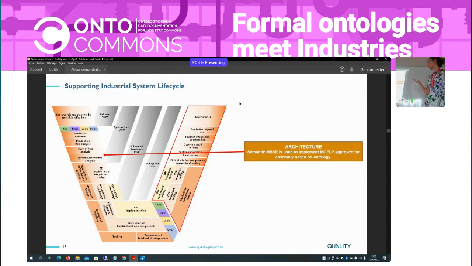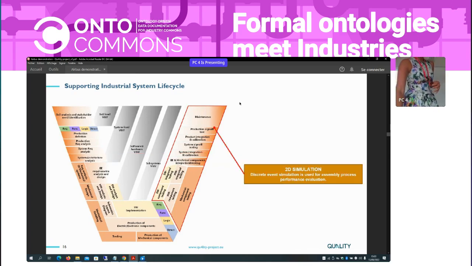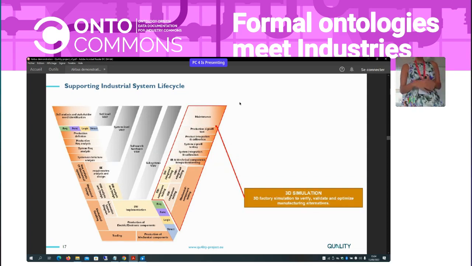So build architecture model. Use semantic MBSE to implement an MBSE method that is called, in Airbus, MOFLT: mission, operation, functional, logical, physical architecture of the industrial system based on our application ontology. Then we want to verify our architecture by running 2D simulation models, so discrete event simulations to check the performance evaluation, and then 3D simulation to verify clashes, constraints, and optimize the different manufacturing alternatives.